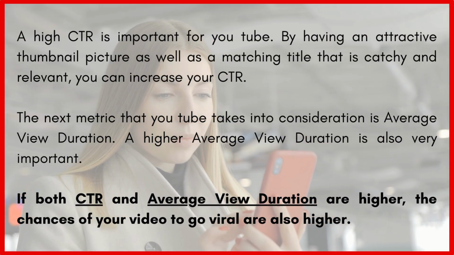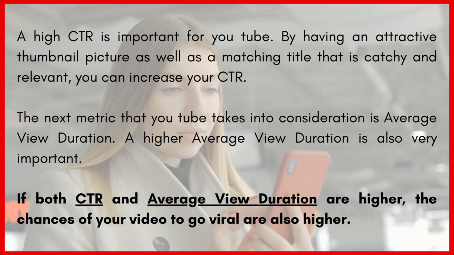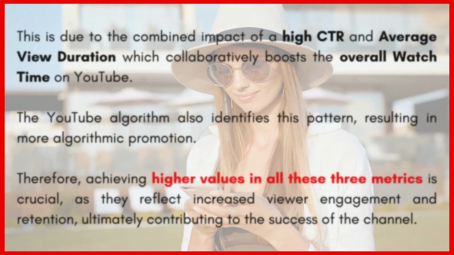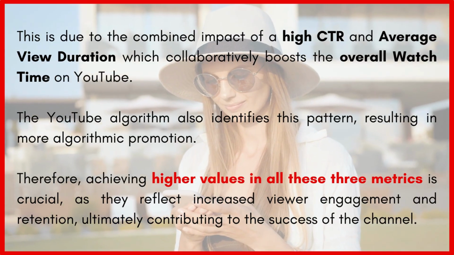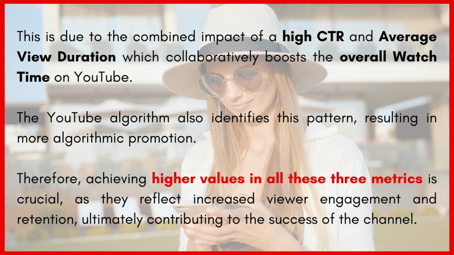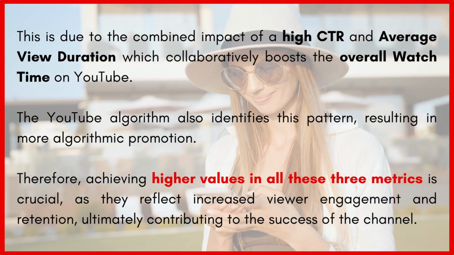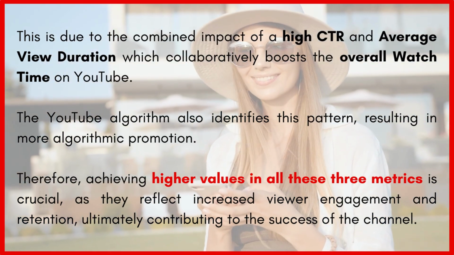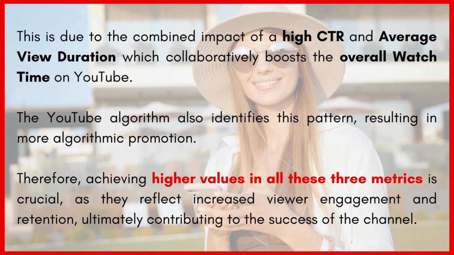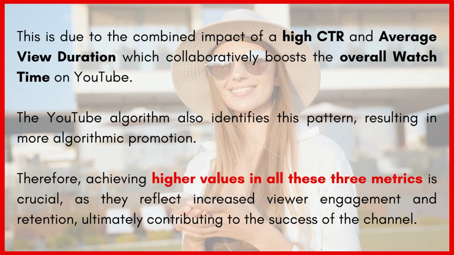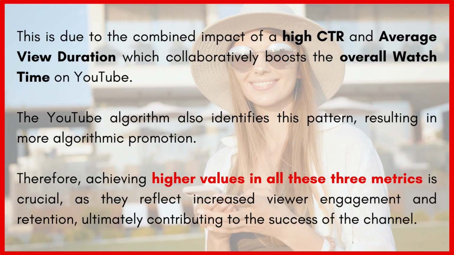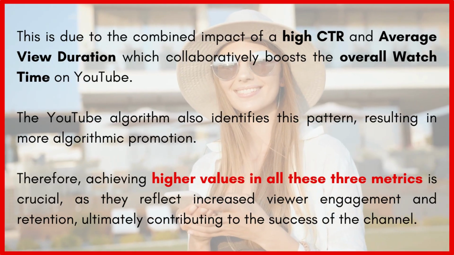If both CTR and average view duration are higher, the chances of your video to go viral are also higher. This is due to the combined impact of a high CTR and average view duration, which collaboratively boosts the overall watch time on YouTube. The YouTube algorithm also identifies this pattern, resulting in more algorithmic promotion. Therefore, achieving higher values in all these 3 metrics is crucial, as they reflect increased viewer engagement and retention, ultimately contributing to the success of the channel.